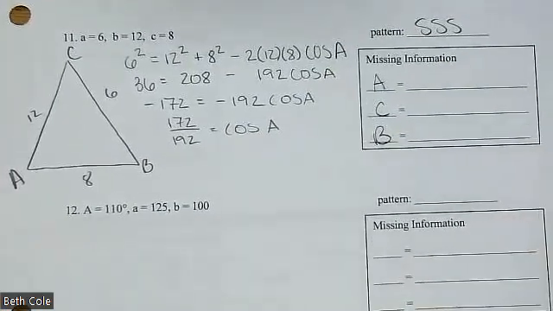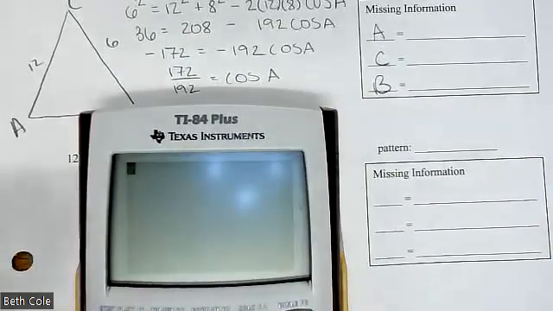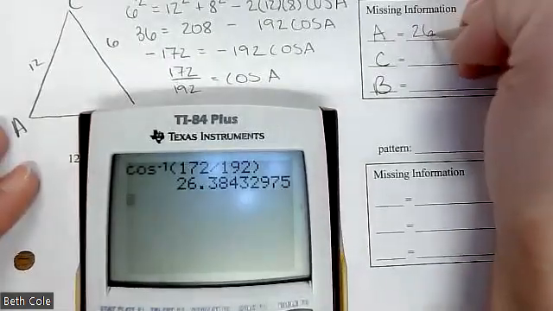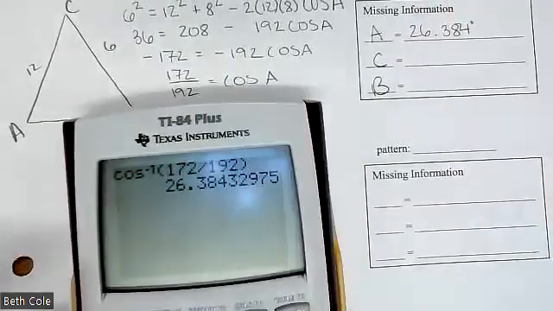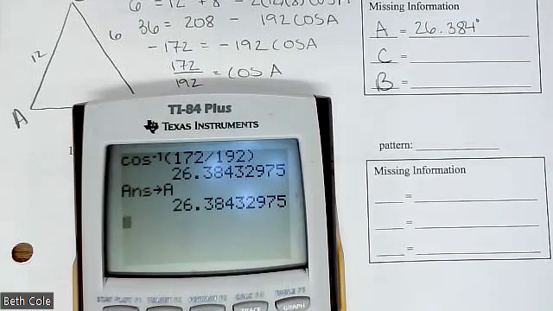Just type it in. Now, how do you type that? To get the angle, second cosine, good. 172 over 192. And then store it. I say that to be silly so you'll remember to store it. Quick, it's going to escape. Hurry, capture it. Second cosine, 172 over 192. You're doing a cosine inverse. And then store it as A.